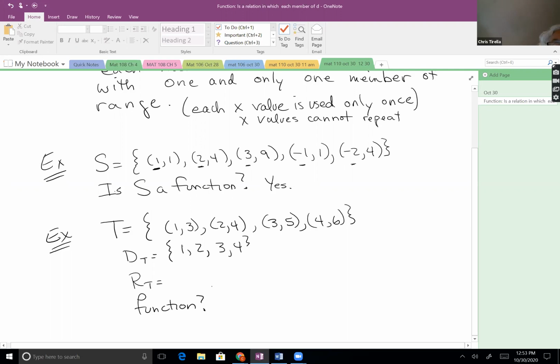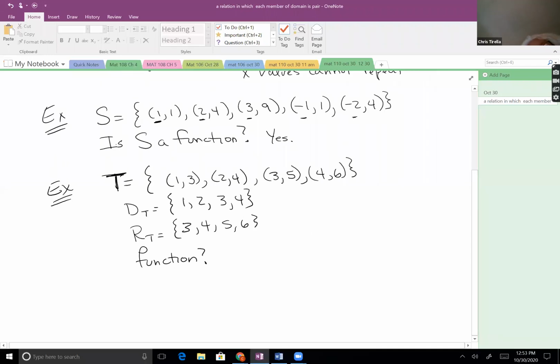Beautiful. And when I look for the range of T, the y values would be 1, 4, 9. Oh wait, I'm reading the wrong one. You're looking at S, so let's go down to T. Go ahead. 3, 4, 5, and 6. I like it. And now, is that a function? Is there any x number that shows up in more than one pair? I'm thinking each x value is only used once, so yes, it is a function.